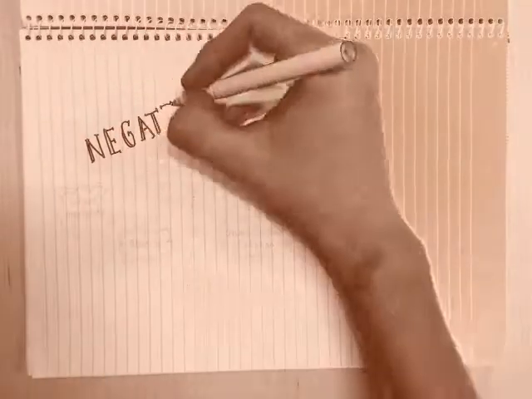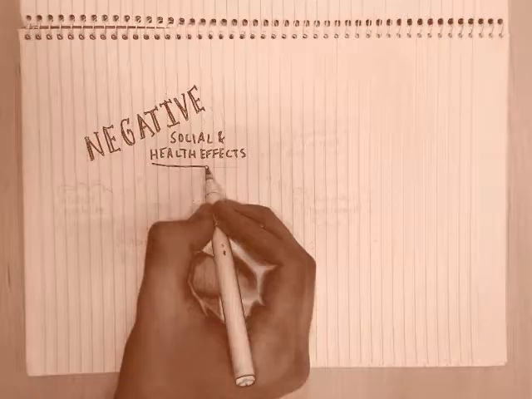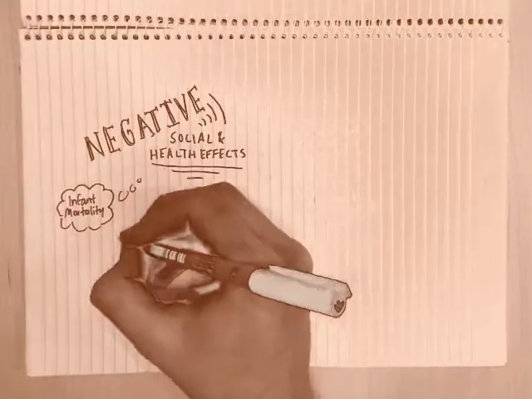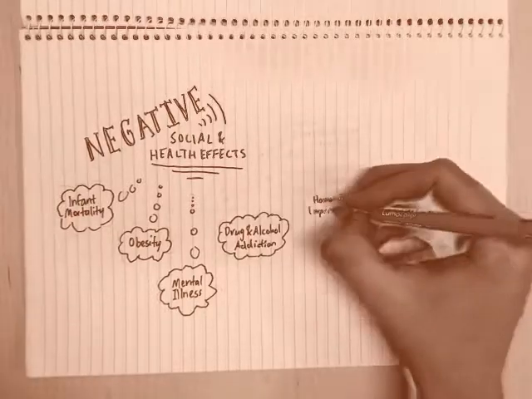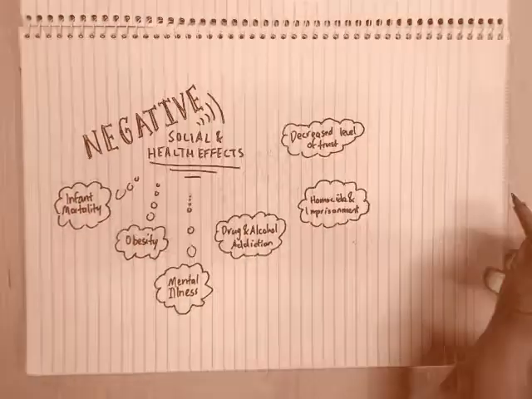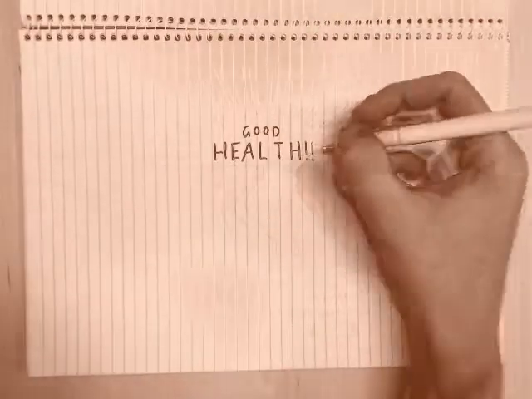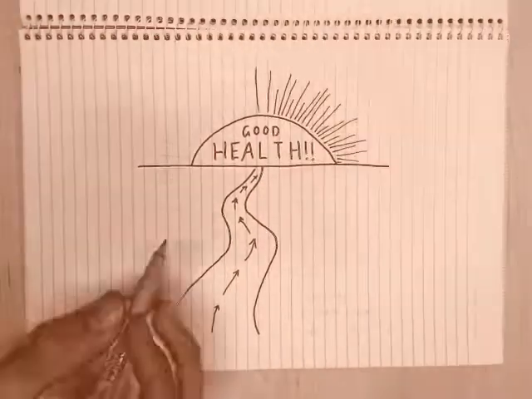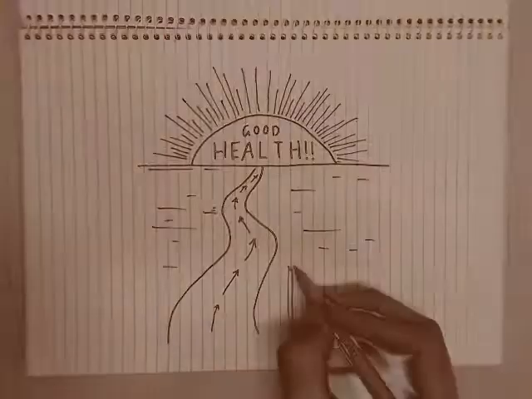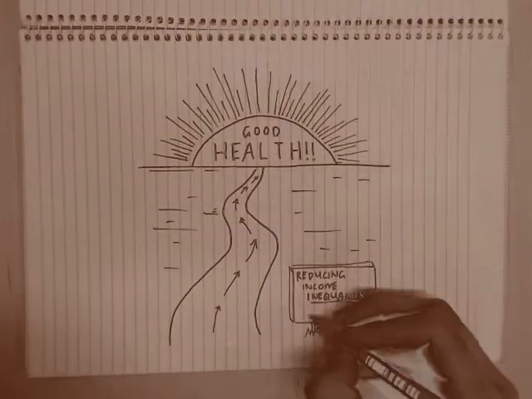Also, with the income inequality comes negative social and health effects such as infant mortality, obesity, decreased levels of trust, drug and alcohol addiction, higher homicide and imprisonment rates, and mental illnesses. By addressing income inequality at the policy level, many inequalities can be reversed. Reduced inequality within education, employment, and access to health services will eventually lead to better health outcomes.